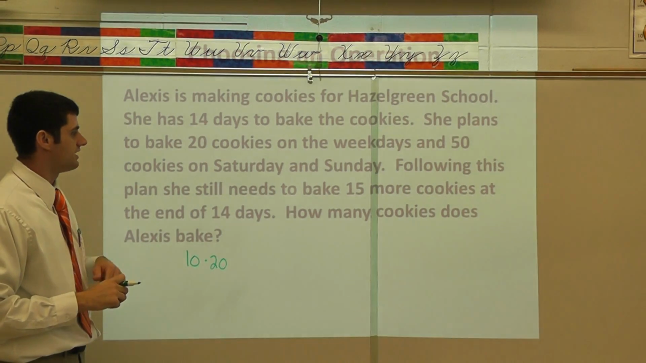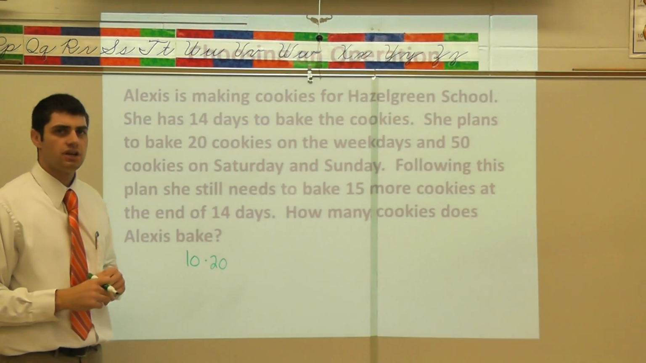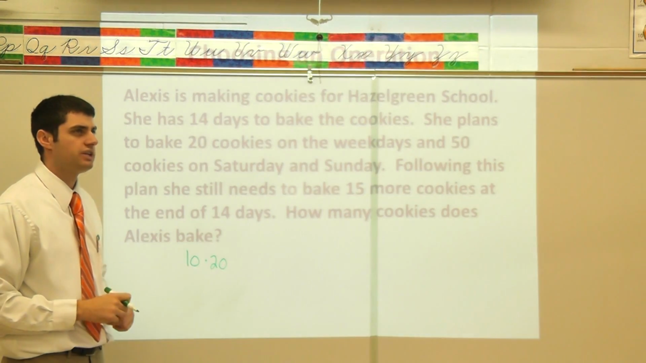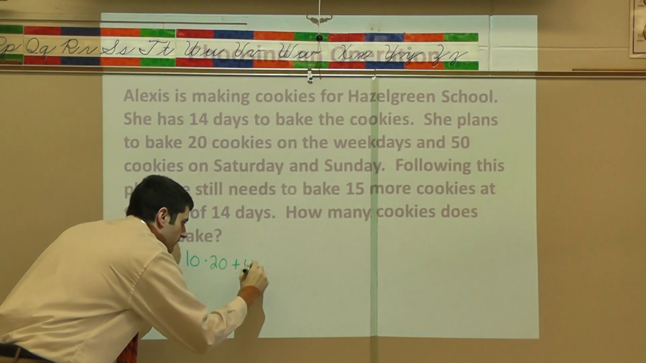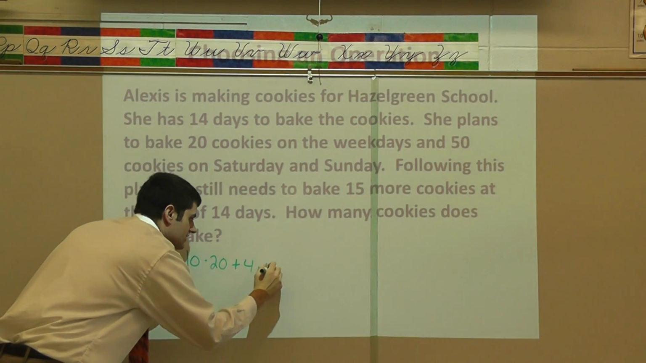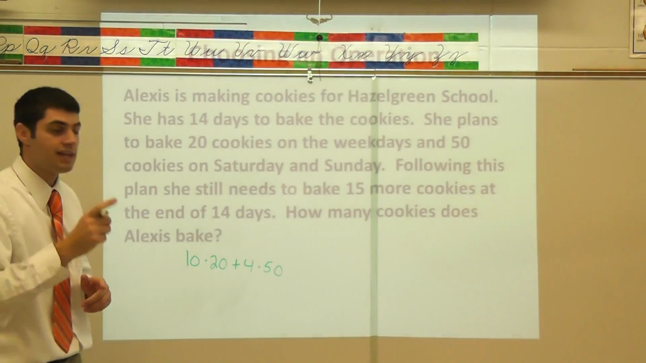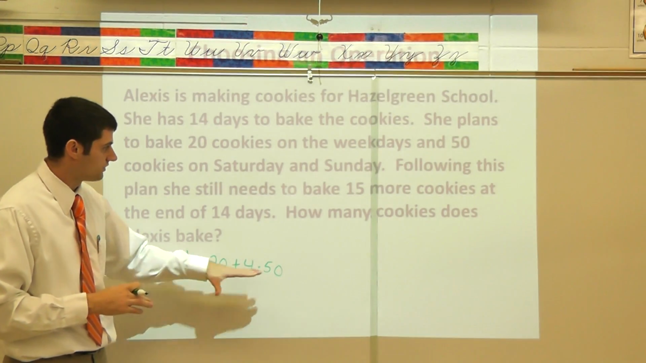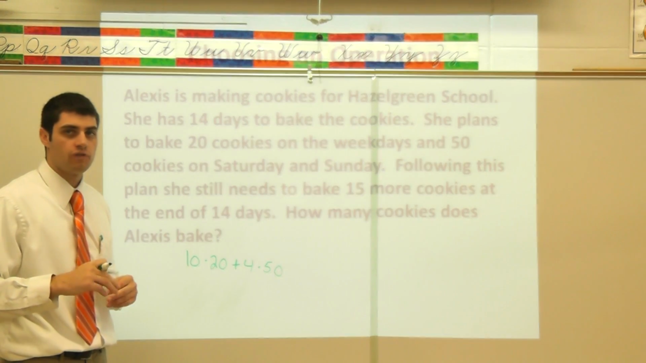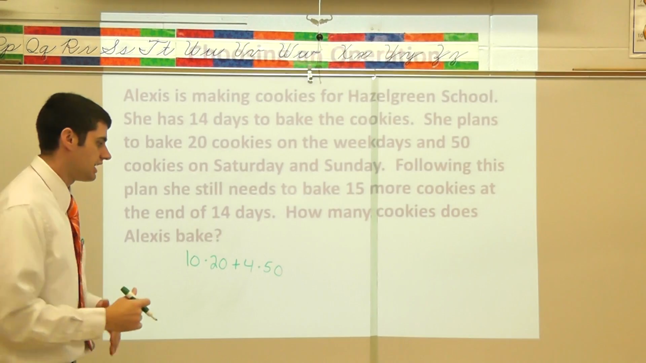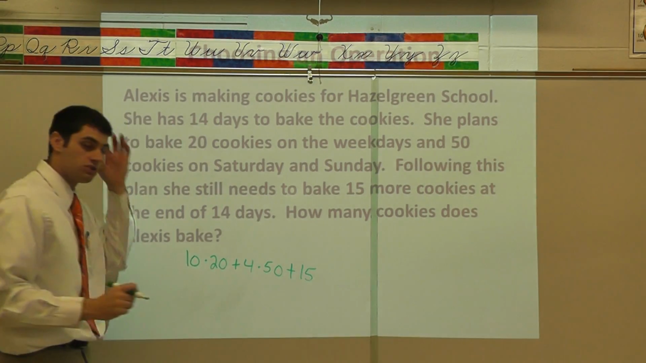And then on the weekend, on Saturday and Sunday, she bakes 50 cookies. Well, if it's 2 weekends, and there's 2 days in each weekend, there's 4 weekend days, and she makes 50 cookies on each one of those days, so I'm going to do 4 times 50. And then lastly, they said after she's done with these 14 days, she needs to bake an additional 15 cookies. Well, if I'm going to bake 15 more, I know that I need to add 15. So there's my number sentence.